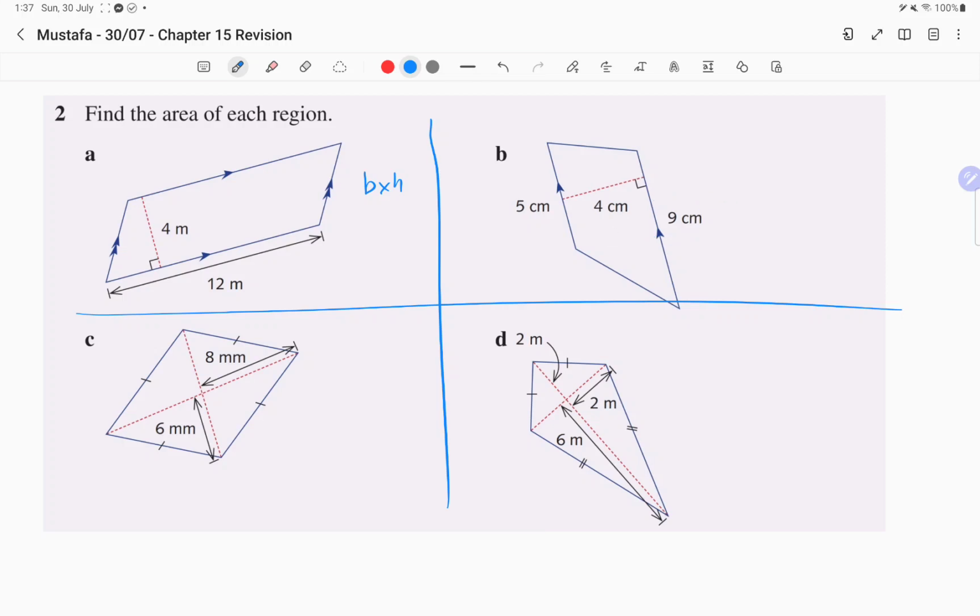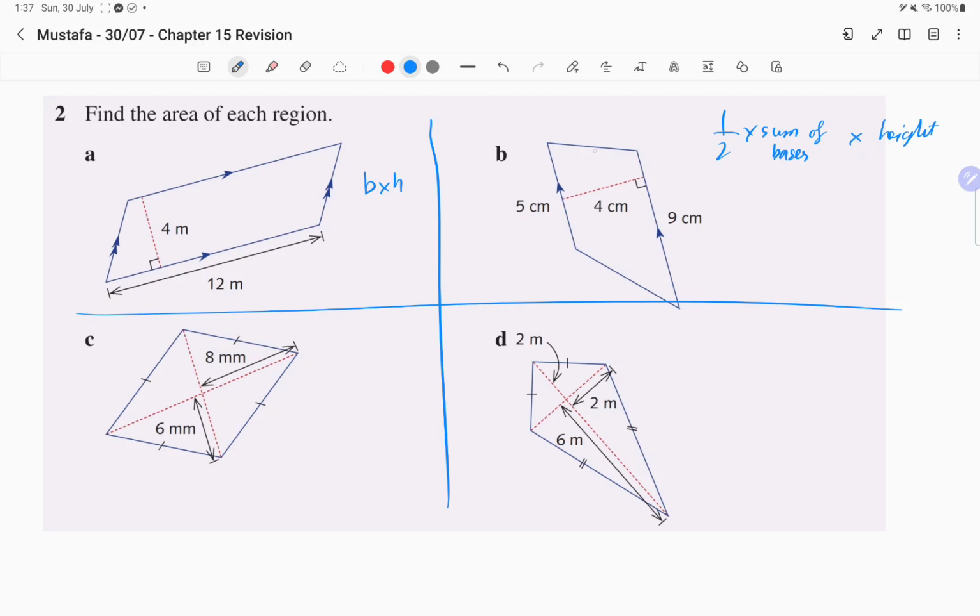No. You sure you did revision? What's the area of a trapezium? Base times height. There are 2 bases, so what do you do with them? It's the sum, so it's half times the sum of bases. Okay, half times the sum of bases times the height. Make sense?